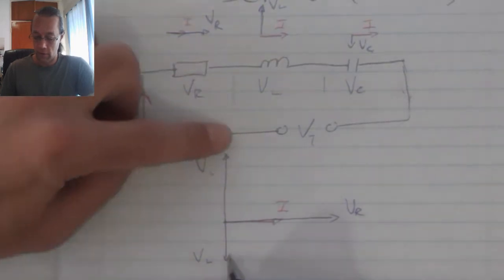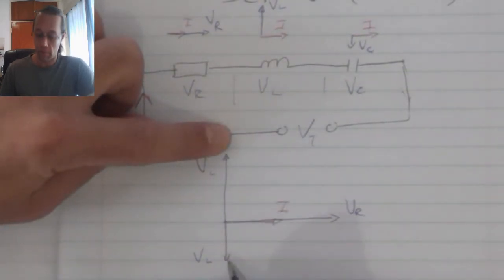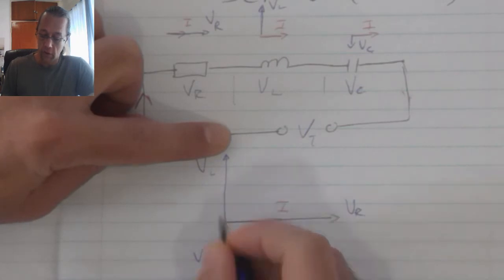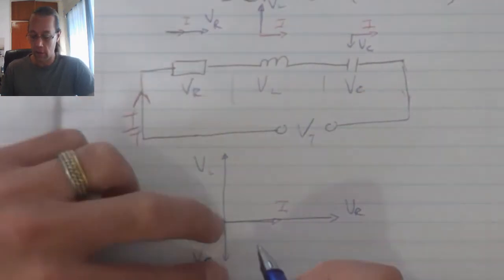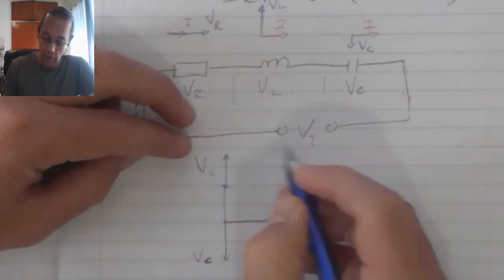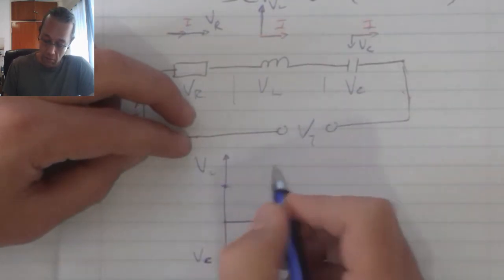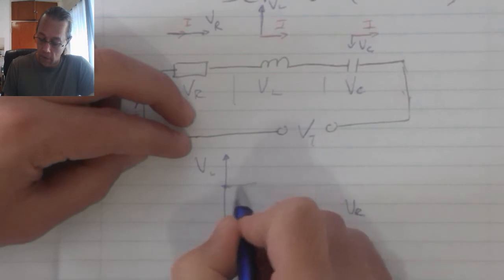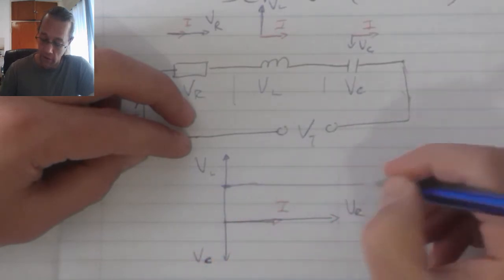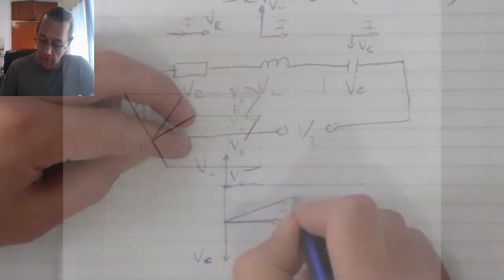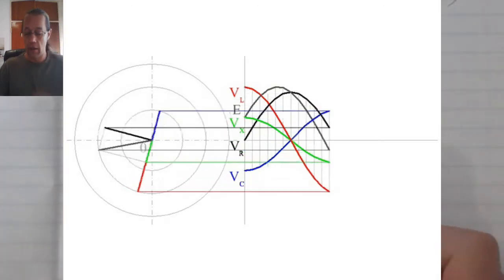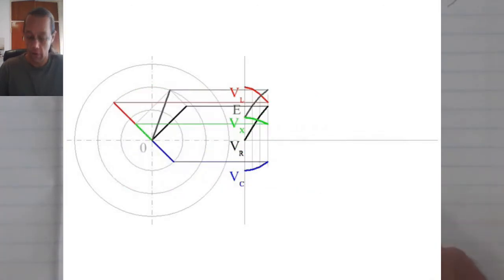Now, when looking at the two voltages, like we did in the previous part, the capacitor and the inductor are in opposite directions, therefore they subtract from each other. That gives us that point over there, approximately. When we project that point across and the voltage on the resistor upwards, we find that my total voltage will have a lead on the current.